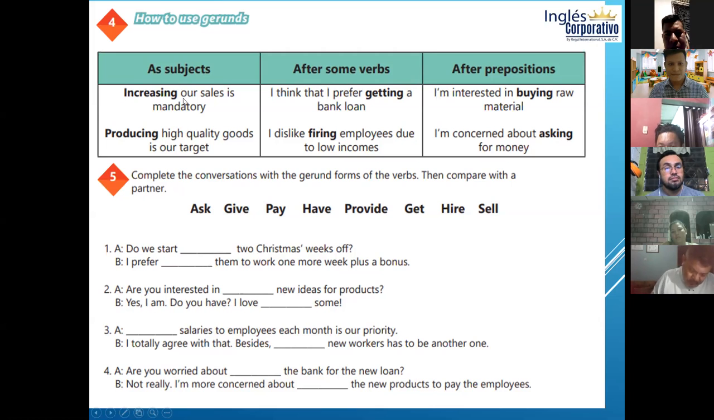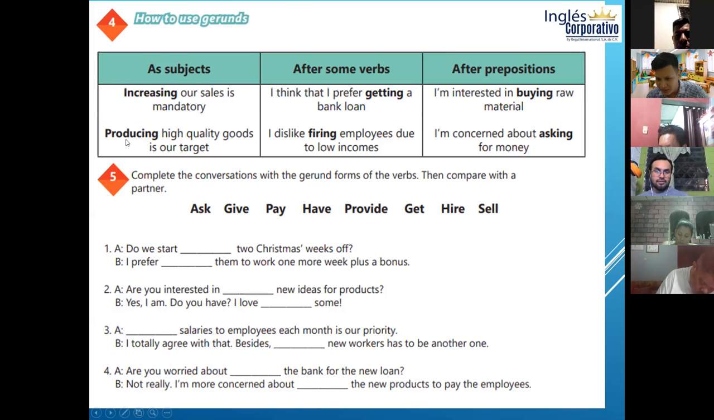The increasing of salaries is mandatory. Okay, that's good. Yeah, mandatory. What does it mean? Increasing our sales is mandatory. Okay, yeah, thank you, William. Okay, en este caso, increasing, en infinitivo. En infinitivo no significa ando yendo, solo incrementar. Nuestras ventas es obligación. Obligatorio, yeah. Really good, like this.